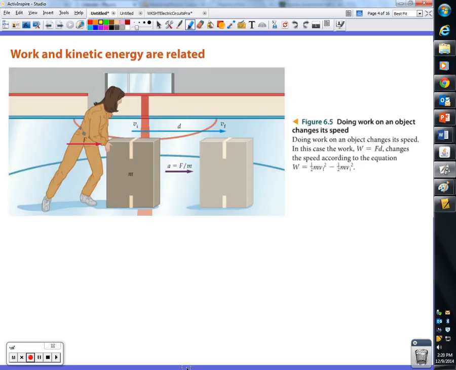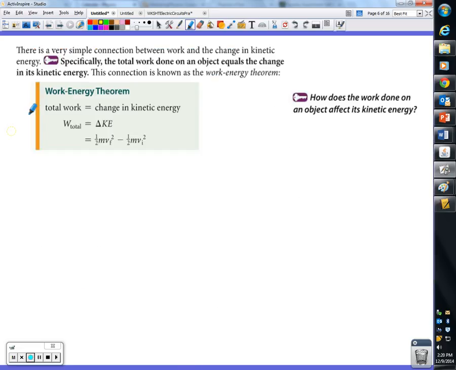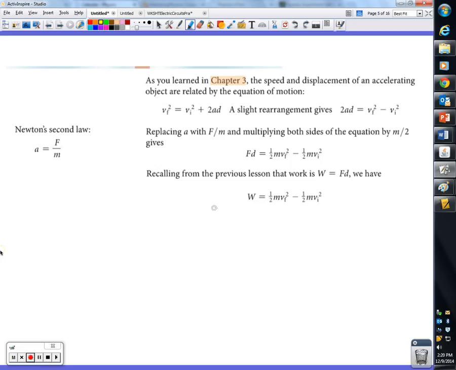Towards the end of class, we introduced and derived the work energy theorem. The total work done on an object equals the change in its kinetic energy. Mathematically, we summarize that with this expression, right? W is equal to delta KE, where W stands for work, delta the change, and KE is kinetic energy. But we said that that comes from this derivation where we put equations together that we had been introduced to previously, putting them all together to see how this relationship works.